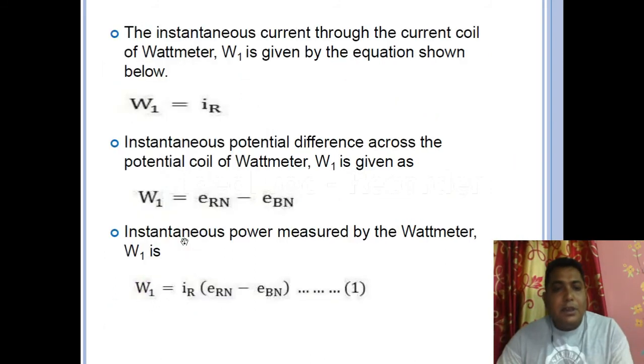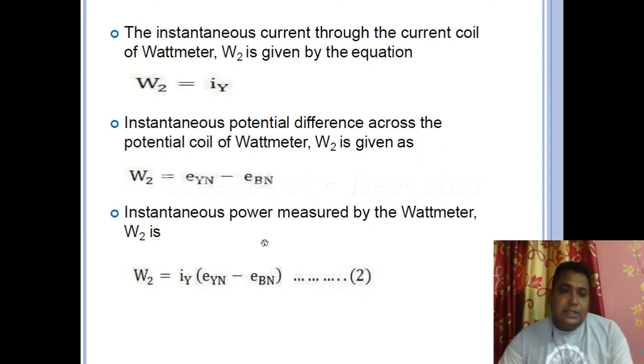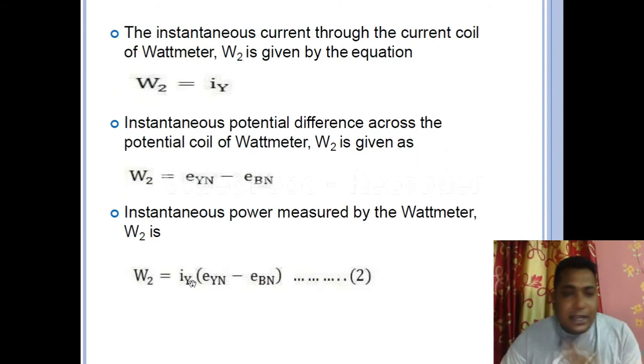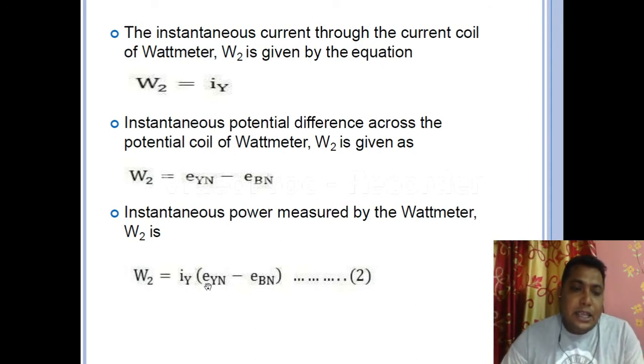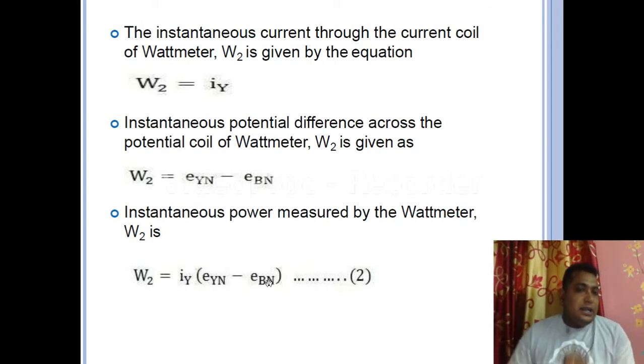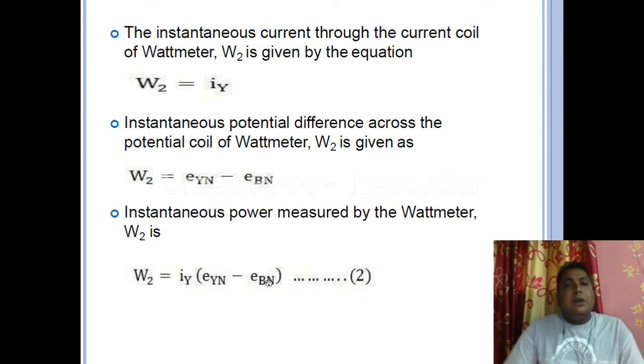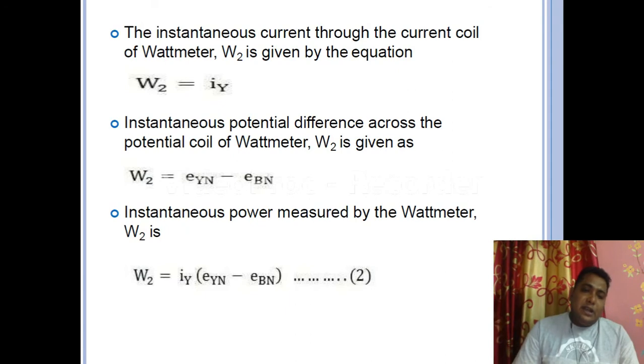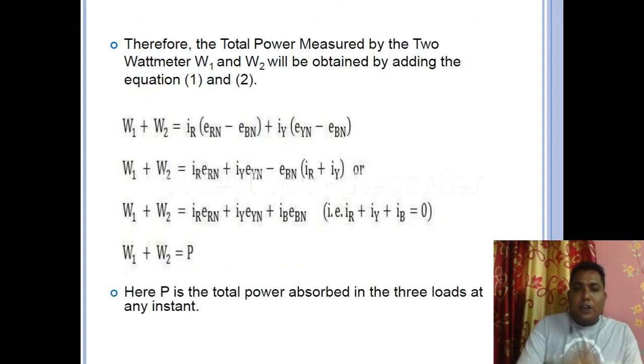Now, just IY, the current flowing through that particular phase, and the difference between the two phase voltages, EYN minus EBN, correct? So this is the wattmeter reading we are going to get from this 2 wattmeter method. There is a W1 reading and a W2 reading. If we add these 2 wattmeter readings, then definitely we will get the total power. So let us check whether we are getting it or not.